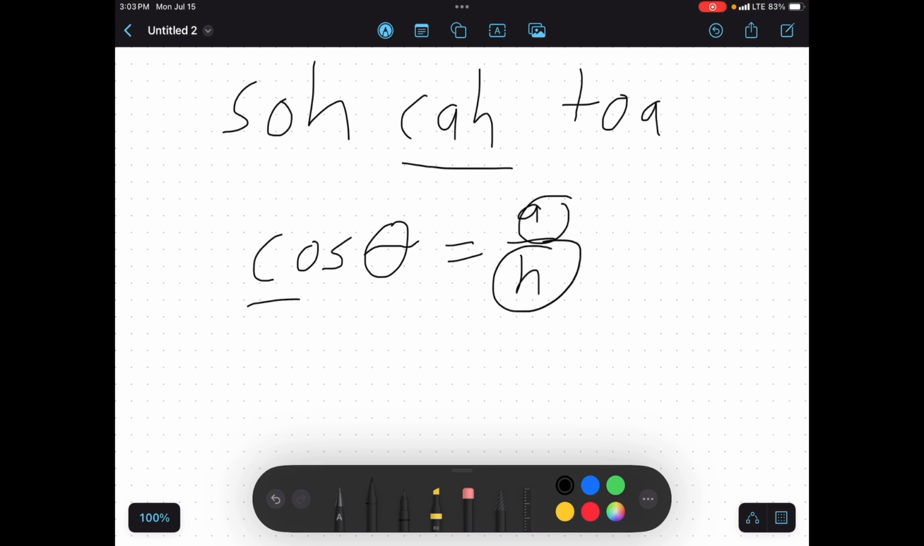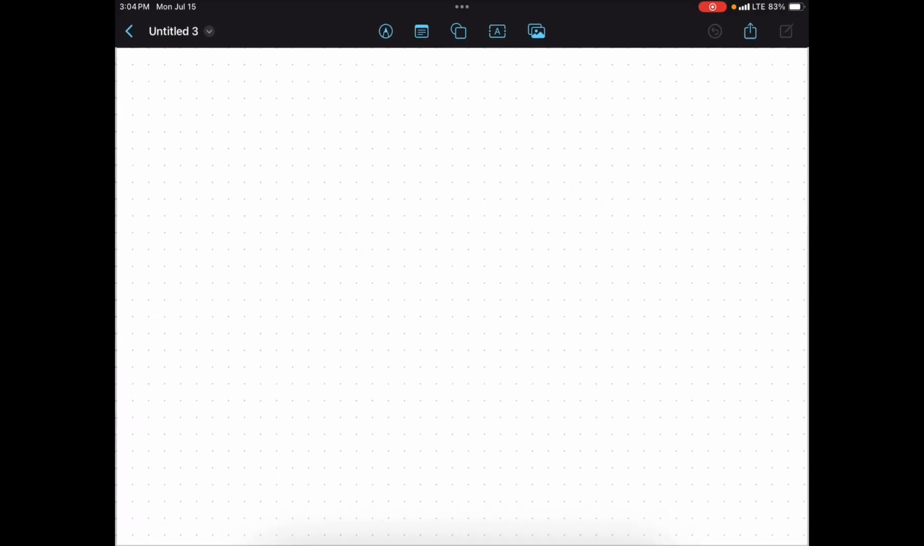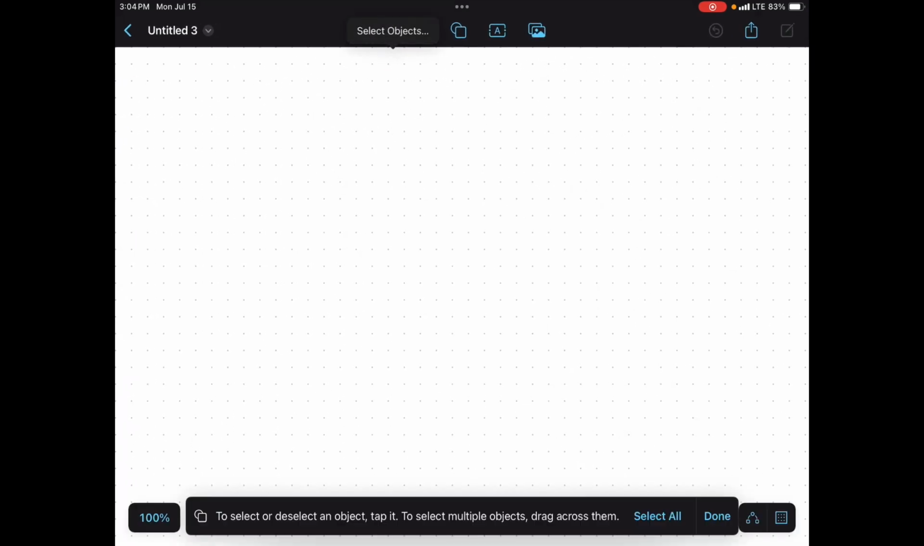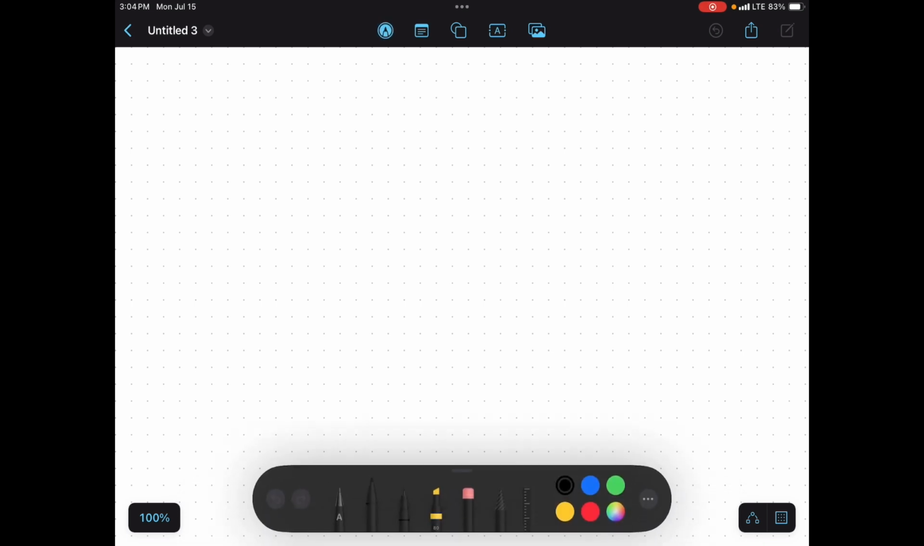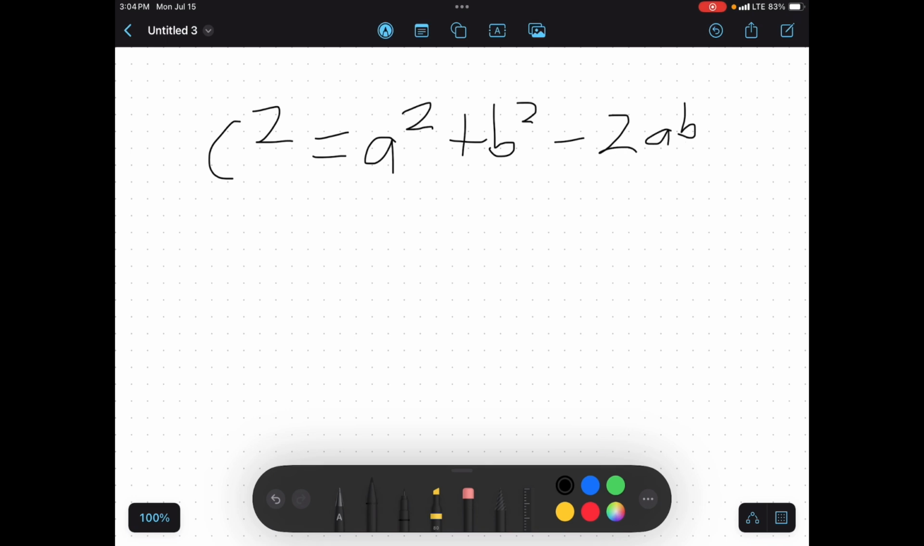But that's a pretty basic and straightforward use. Much cooler than that, in my humble opinion, is the law of cosines. And the law of cosines is this. C squared is equal to A squared plus B squared minus 2AB times the cosine of C. That's not the best C I've ever seen, but it's going to do.